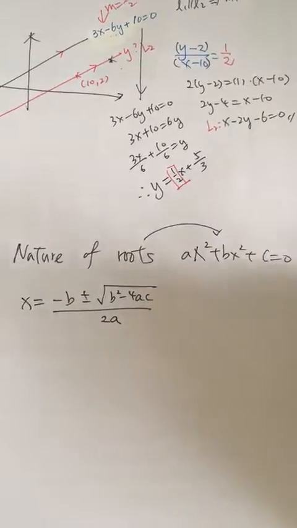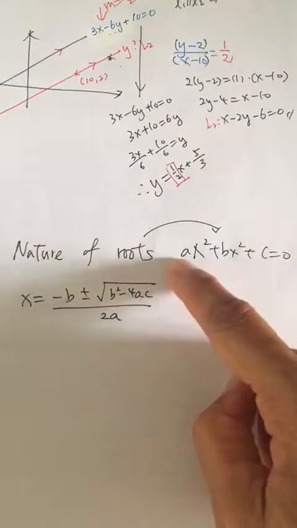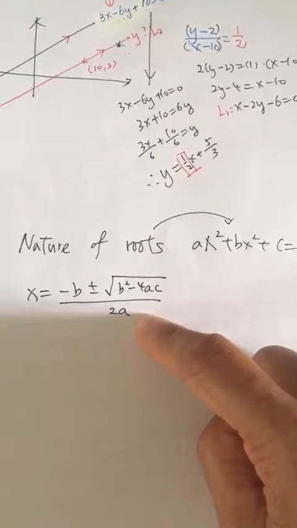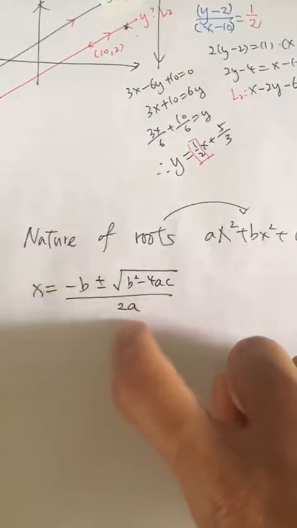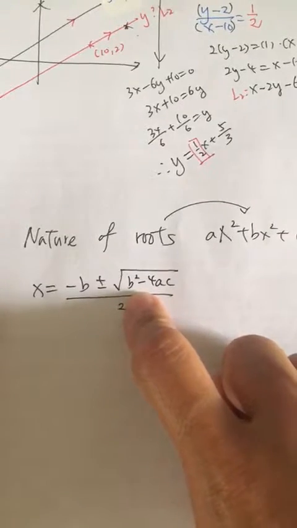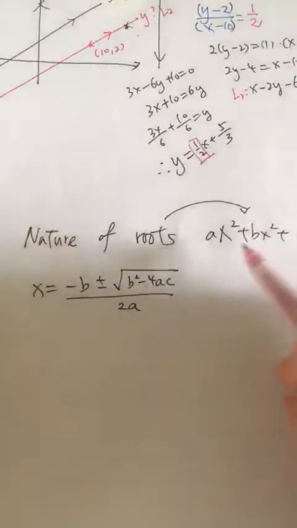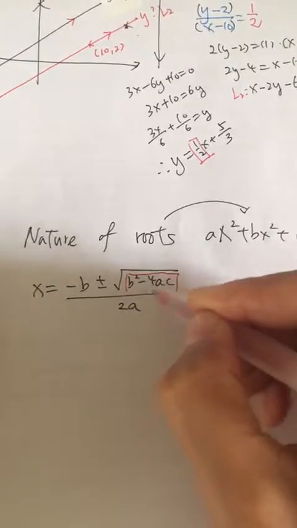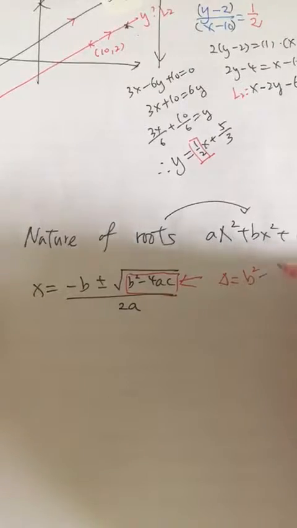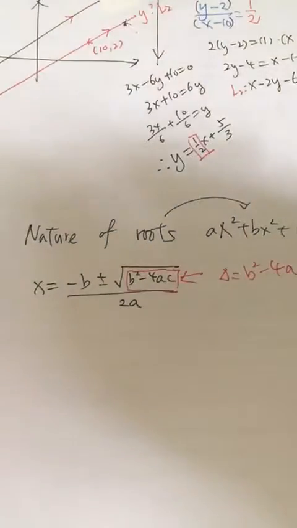Boys, I just want to explain once again about the nature of roots. So this is a quadratic equation. This is the quadratic formula for finding roots. However, if we don't have interest in finding the exact values of the roots, and we just want to know about the nature of roots, we don't need to calculate the exact values. We just use this, which we call the discriminant from the quadratic formula. We calculate the value here, then we understand the nature of roots.